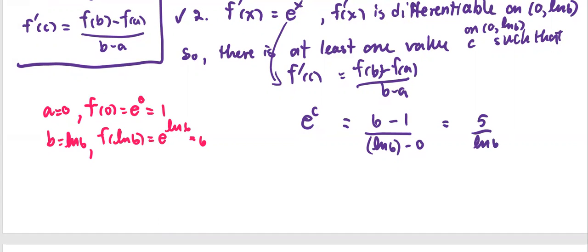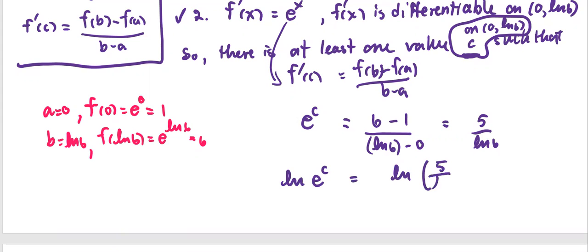And then to get the value c, which is our goal, to find out what this value c is on the open interval, we just treat 5 over log 6 as one real number. To get c down from the power of e, you take natural log of both sides. So natural log of e to the power c equals natural log of the quantity 5 over natural log 6. And do not cancel log and log, okay? That's where you misuse the rule. Leave it the way it is. And then log and e cancel out. You get c equals natural log of the quantity 5 over natural log 6.